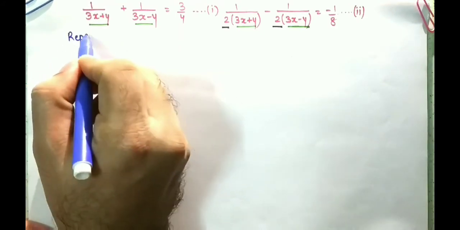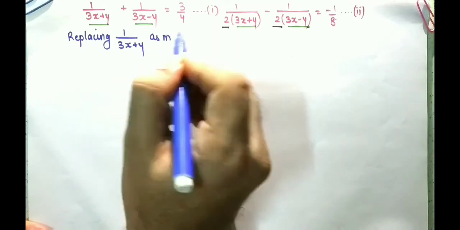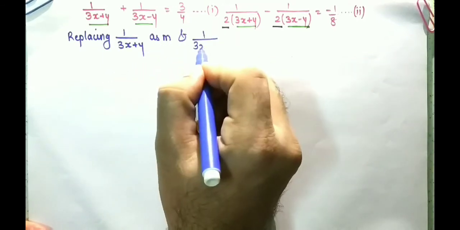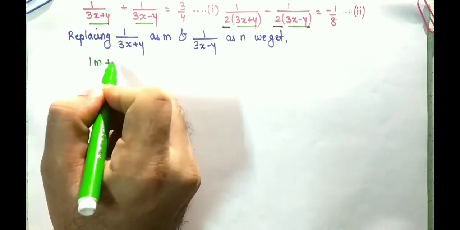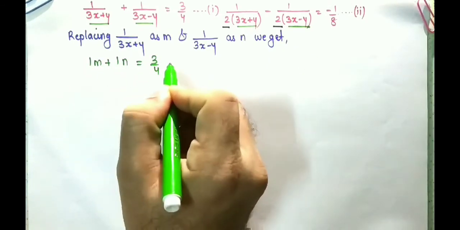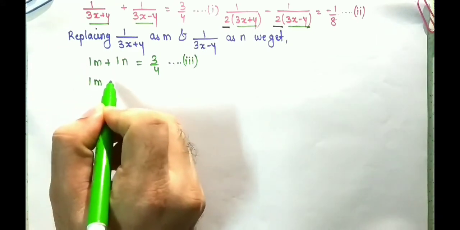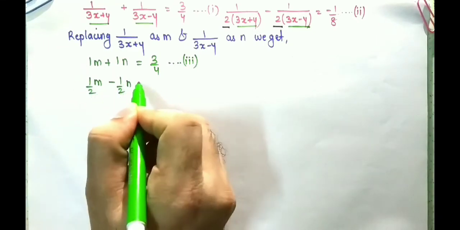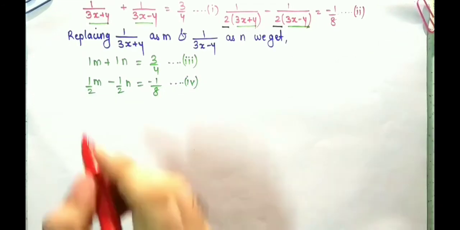Therefore, replacing 1 upon 3x plus y as m and 1 upon 3x minus y as n, we get 1m plus 1n is equal to 3 upon 4. This is our equation 3. And we get half m minus half n is equal to minus 1 upon 8. This is my equation 4.